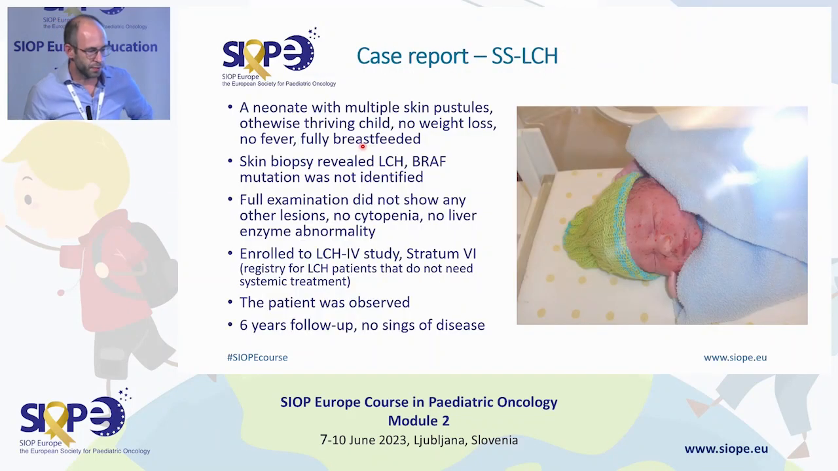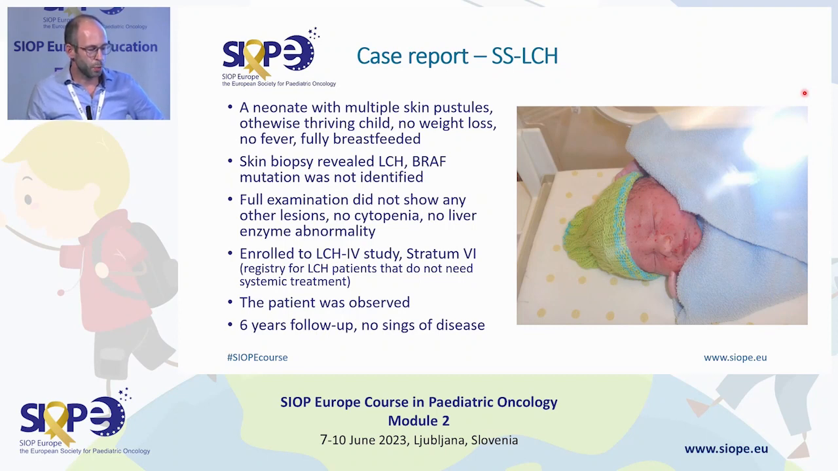So, I will start with 3 case reports. This is the first case report of a neonate with multiple skin pustules. Otherwise, the kid was okay, no weight loss, no fever, fully breastfed. We did a skin biopsy that was done from the axilla, from here. And it revealed Langerhans cell histiocytosis. BRAF mutation was identified. The kid underwent a thorough examination with bone scan and abdominal ultrasound, blood sampling, and everything was okay.